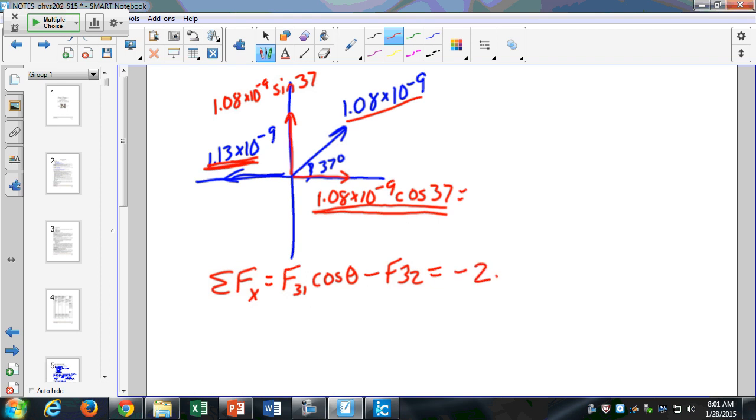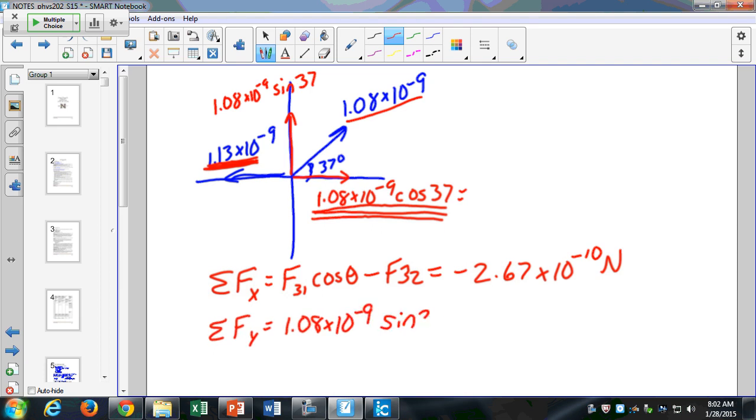That's this number minus this number, and I get negative 2.67 times 10 to the minus 10 newtons. If somebody could check this, though, I think I might have had a mistake here. That is this minus this. And then the sum of the forces in the y, there's just one force in the y direction, and that is equal to 6.50 times 10 to the minus 10. This number is correct, the 2.67? Yeah, okay, thank you, Harlan.